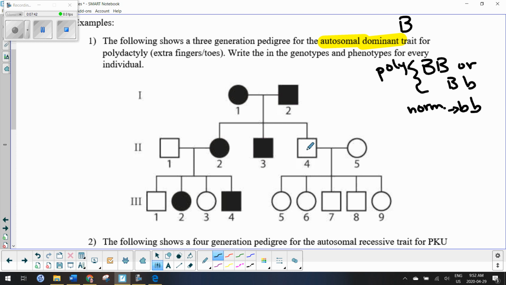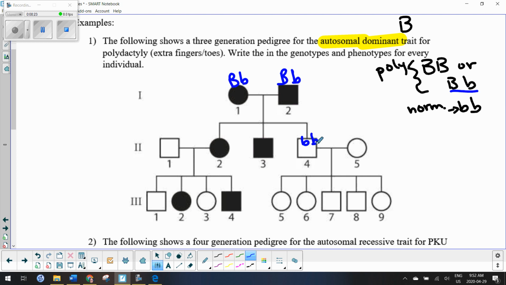I know that this person right here, number 4, has to be little b, because they're not shaded in. They have normal fingers and toes, so 10 fingers, 10 toes. In order for this offspring that came from 1 and 2 to get a little b, one had to come from mom, sorry, mom's over here, and a little b had to come from dad. They can't have 2 big Bs, because then the offspring wouldn't be shaded in, which means the parents have to be big B, little b.